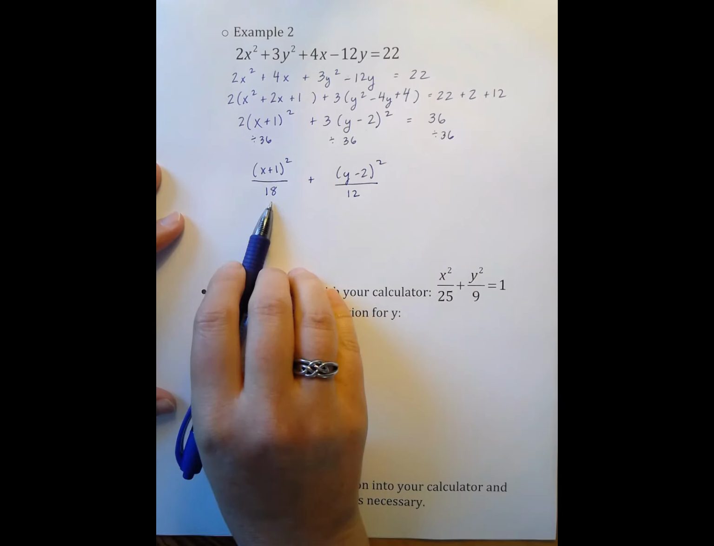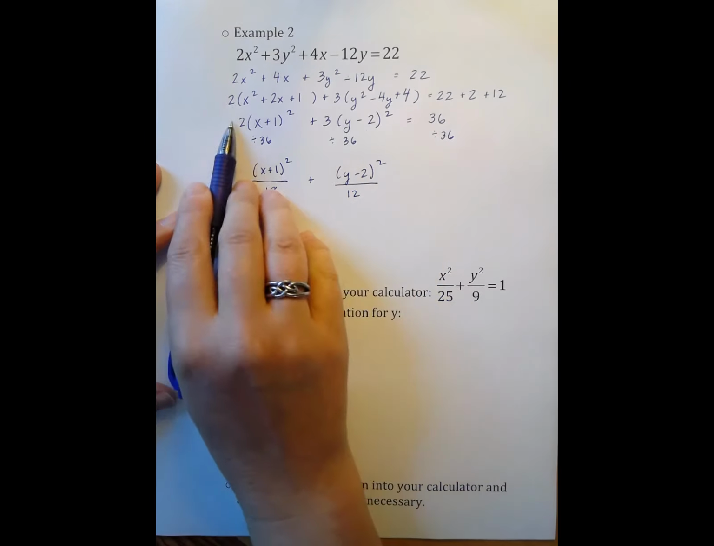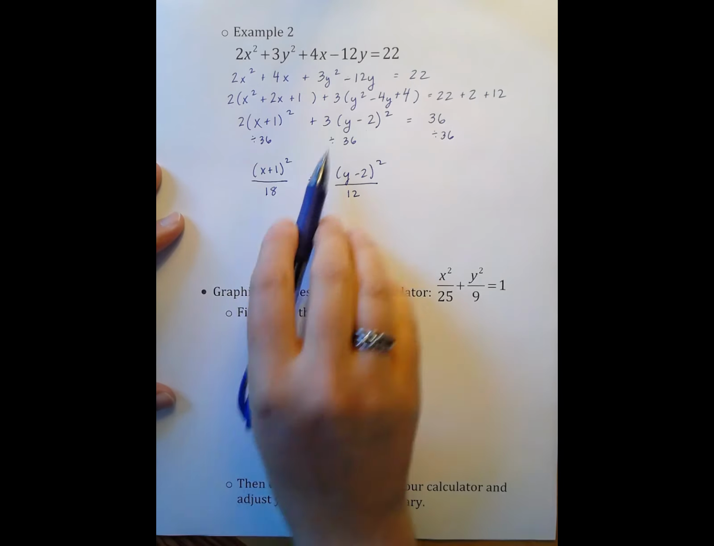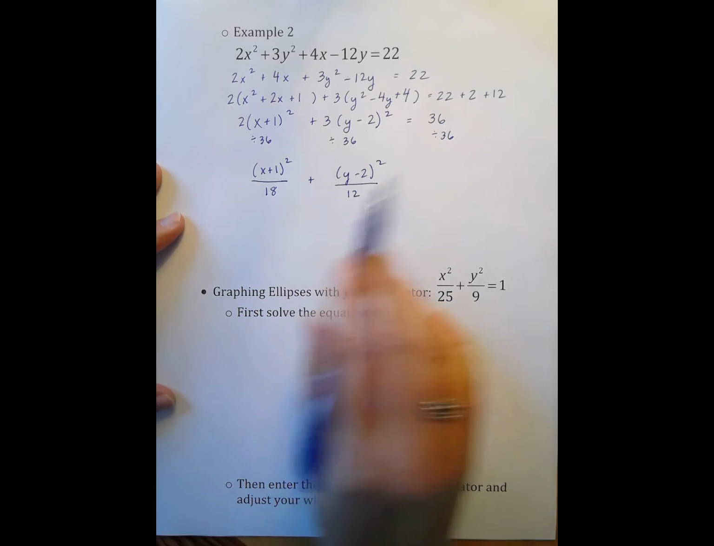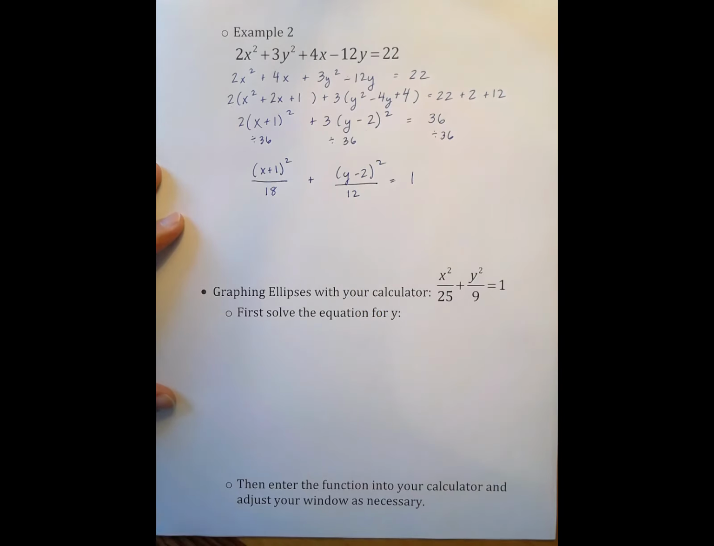2 goes into 36 18 times. 2 goes into 36 18 times. 3 goes into 36 12 times equals 1.